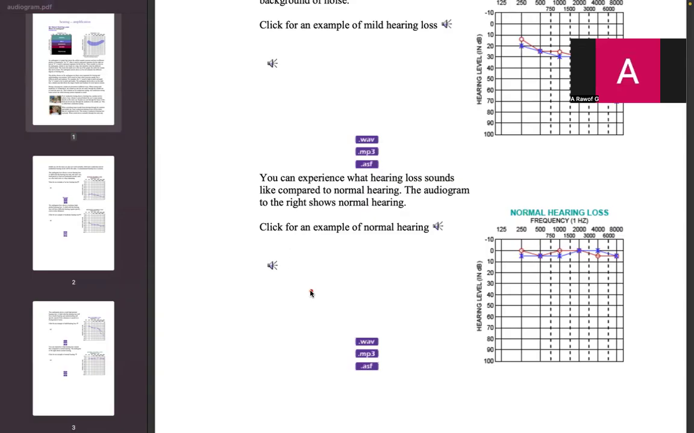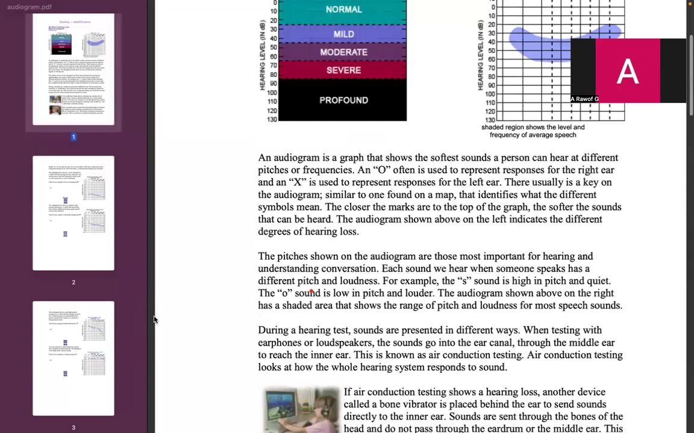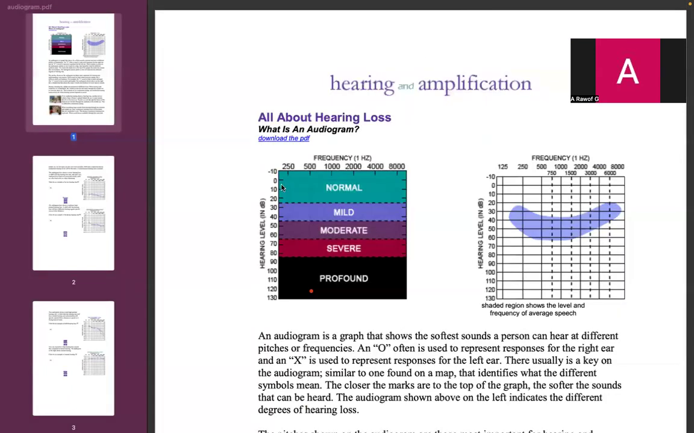To make things easier, we can remember like this: 20, 20, 20. Up to 20 to 25 decibels is normal. Between 20 to 40 or 25 to 45 is mild. Between 40 to 60 or 45 to 65 is moderate. Between 60 to 80 or 65 to 85 is severe. Anything above 85 or 90 is profound.